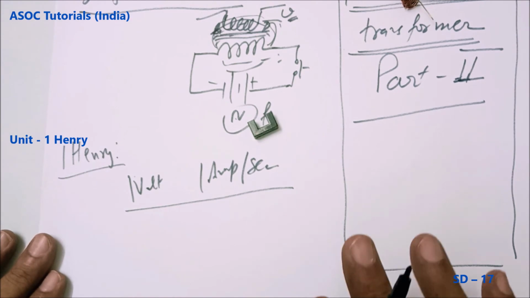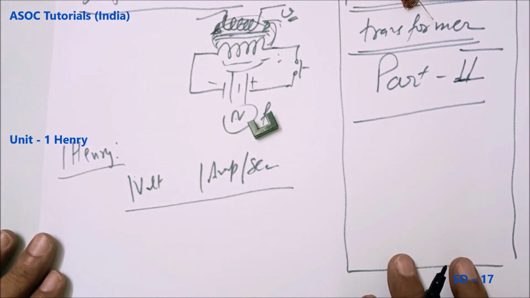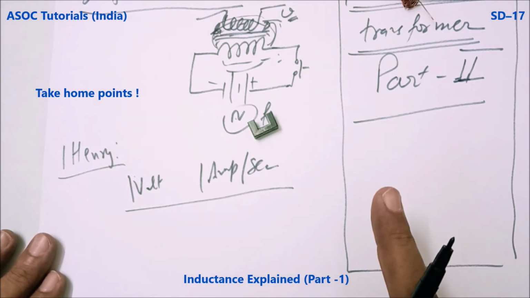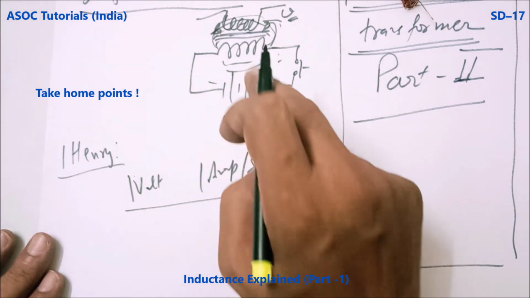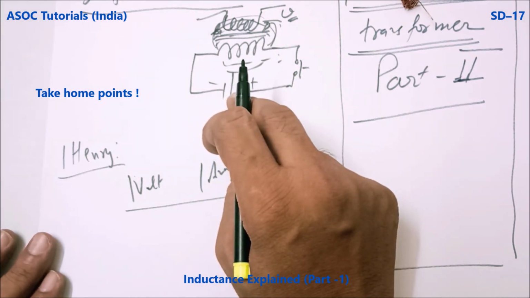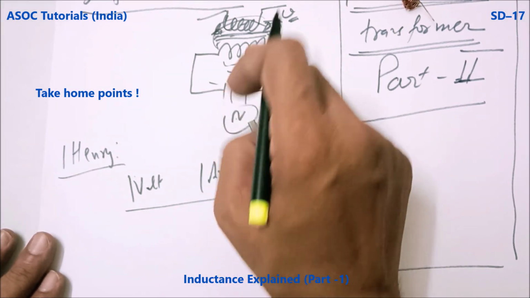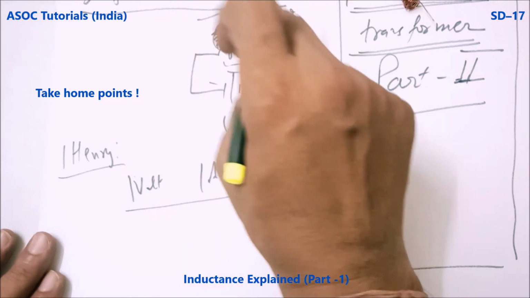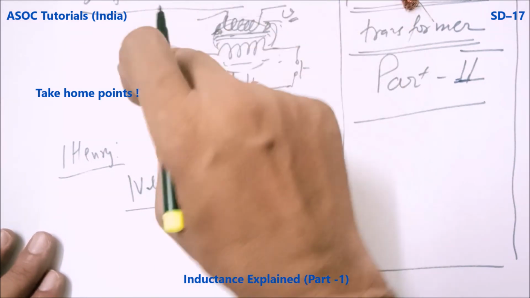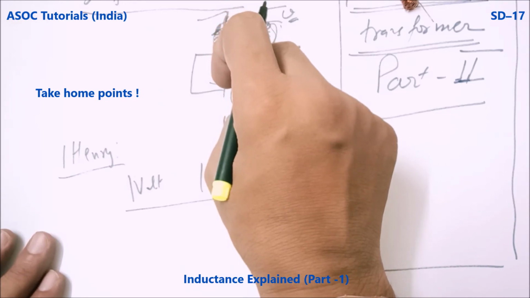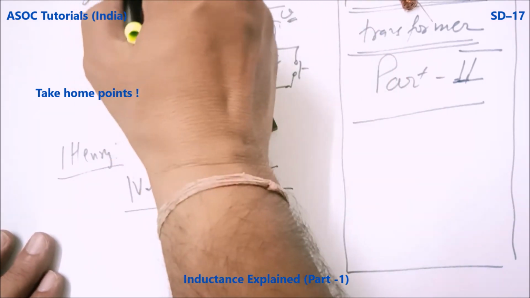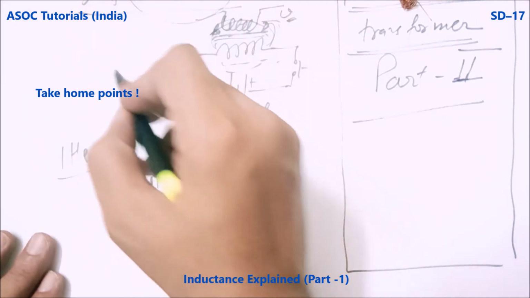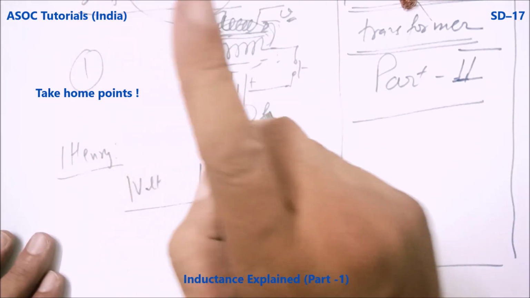Before I close the session, just take-home points. First, an inductor opposes or resists the rate of change of current flowing through it, with energy supplied by the source voltage within its magnetic field. This ability of the inductor to oppose current flow is called inductance. Clear to you? This is point 1.